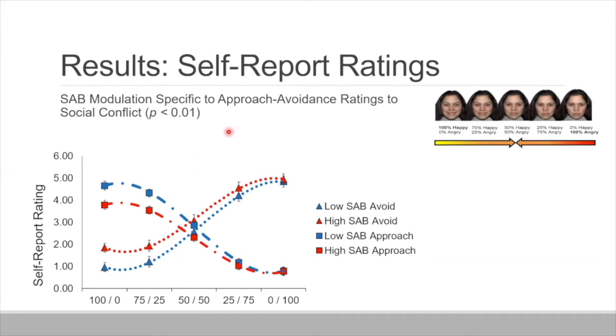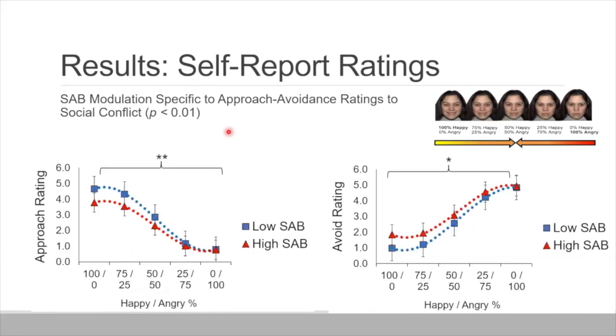If I break this into two graphs, which is a little more sensible to look at, on the left we have just approach ratings, and on the right we have avoidance ratings. You can see the difference is significant for both ratings, but it's really being driven by the approach ratings. So high socially avoidant individuals tend to be less approach motivated in response to these mixed social reward signals compared to the low socially avoidant individuals. We see the inverse pattern on the avoid ratings, but it's not quite as strong as in the approach rating condition.